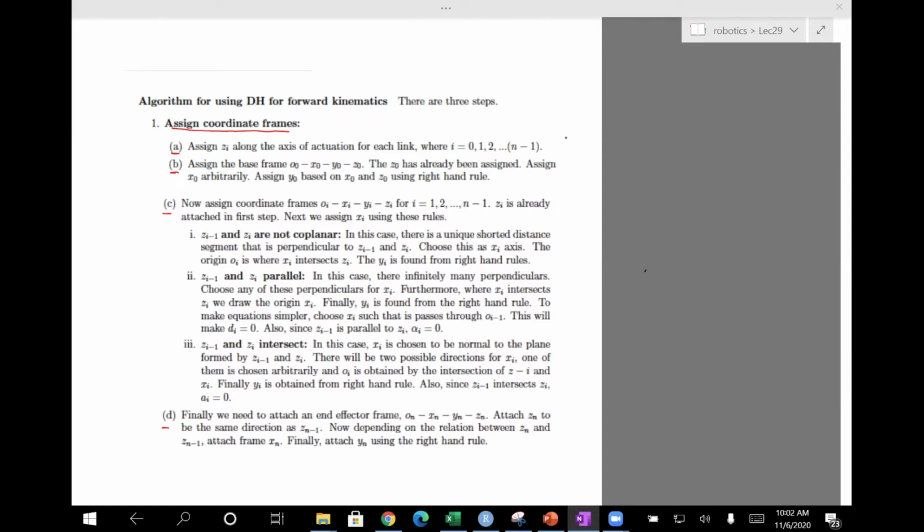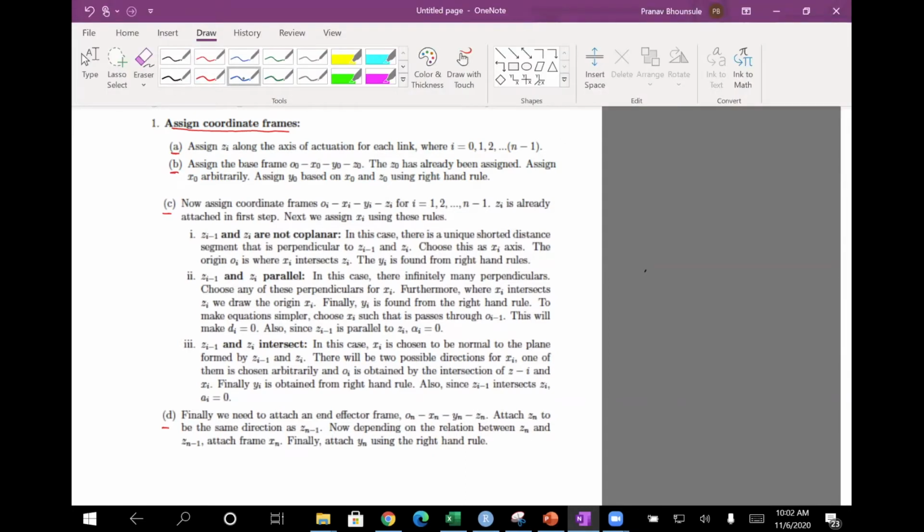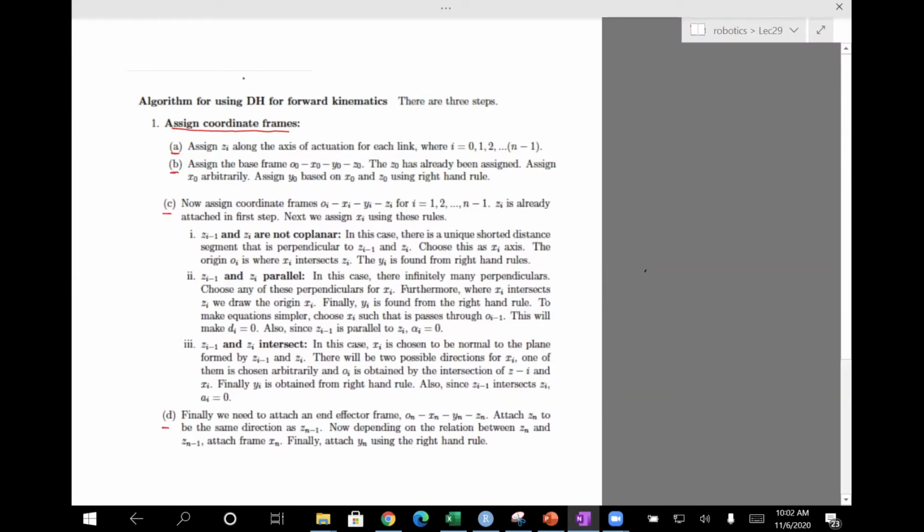Okay, so what we are going to do essentially today is solve two problems related to manipulator kinematics using DH convention. And as I said, there are three steps. The first step is to assign coordinate frames. When I write things down, I'll actually mark 1A, B, C, D, which is basically these steps in the handout.